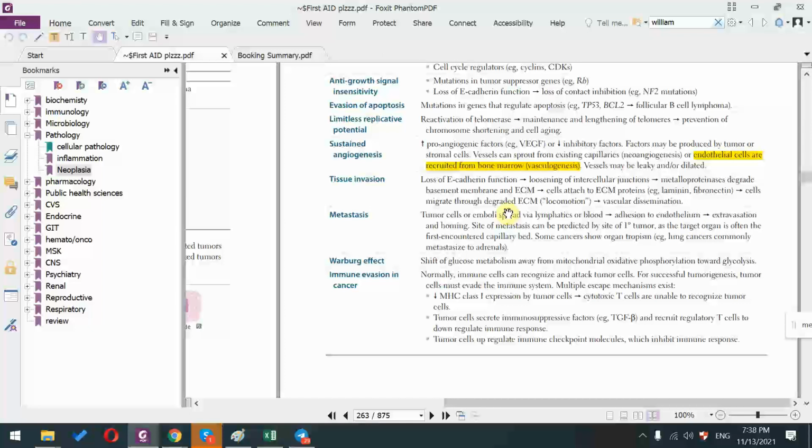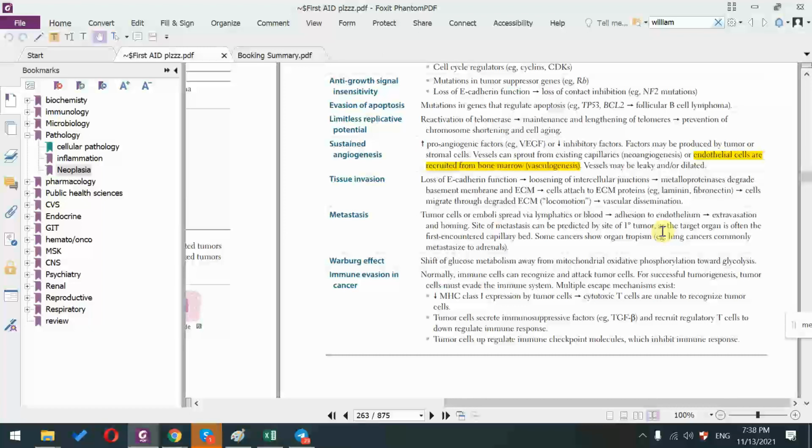So the cell migrated through the degraded extracellular matrix. They create locomotion, which is like a new environment for them to live. And then finally, they have vascular dissemination all over the body. The next step is metastasis, which is when tumor cells or emboli spread via the lymphatics or the blood. Adhesion to the endothelium, extravasation and homing. What is that? It's the process that I just told you.